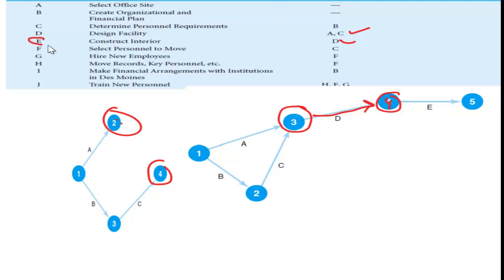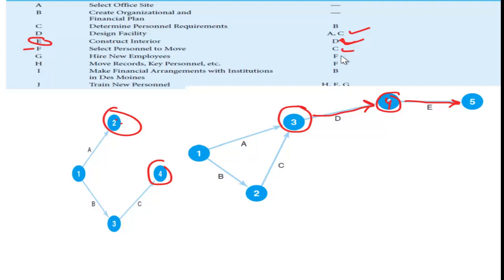Now if you say E, our E is construct interior, its immediate predecessor is D only, so there is no problem with E. We can start it from the D, because when the D finishes, E starts, and leads to node 5 and event 5, the completion of activity E. Now here another problem arises, when we try to go for F.